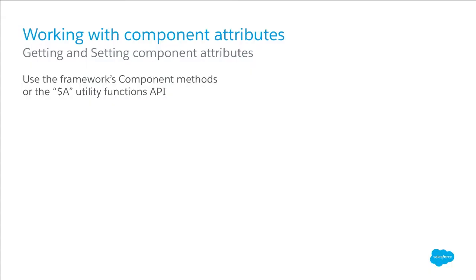Okay, we saw where it goes. Let's see a few hows. There is no limit to these hows, but let's just have a look at the most common ones. The first is working with component attributes, getting and setting component attributes, and the framework gives a couple of APIs or utility functions that you can use to do that.